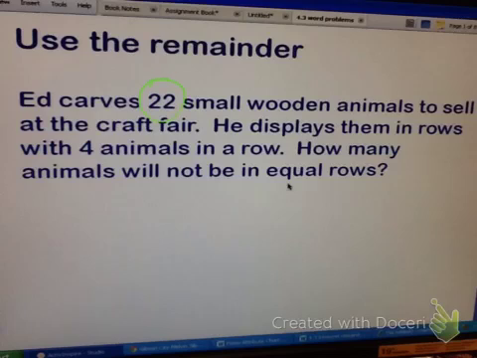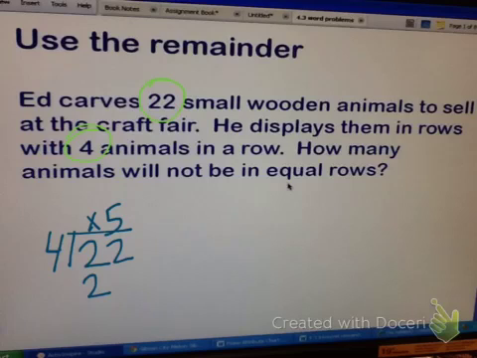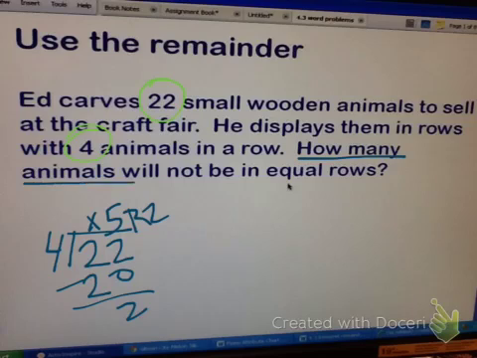So the kids today saw this, and they automatically, let me switch colors to something a little bolder, 4 was the divisor, 22 is the dividend, and they can use their long division. They were very quick to solve that this was 5 remainder 2, which is awesome and shows growth. However, they need to reread the question: how many animals will not be in equal rows? They need to figure out what part of their answer or their work will answer the question.